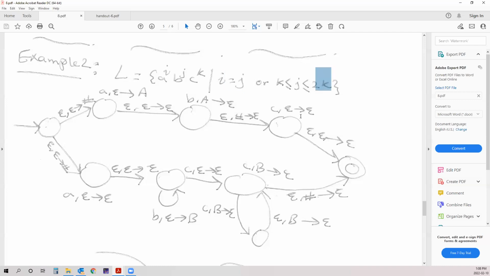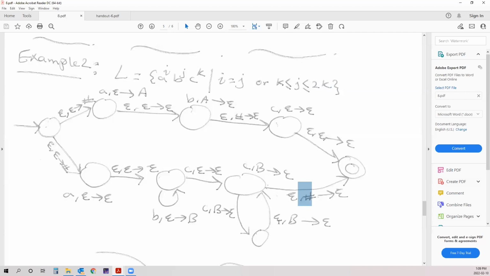What shall I do? So here with b, I keep pushing b to the stack. Then I move to c with epsilon. And here, either I pop one b and move, or I pop two b's. Do you understand this step? Once I reach the bottom of the stack, then I would accept.